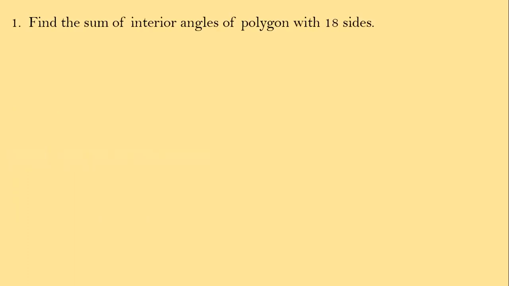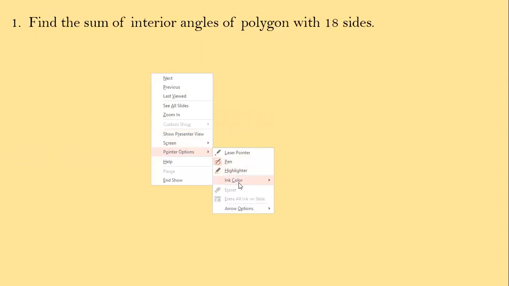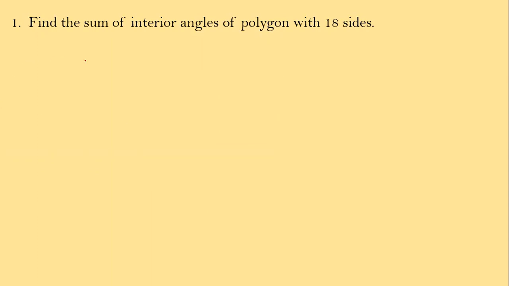Our first question for today is: find the sum of interior angles of a polygon with 18 sides. So over here we have to find the sum of the interior angles of a polygon with 18 sides. First we will write what is given to us.